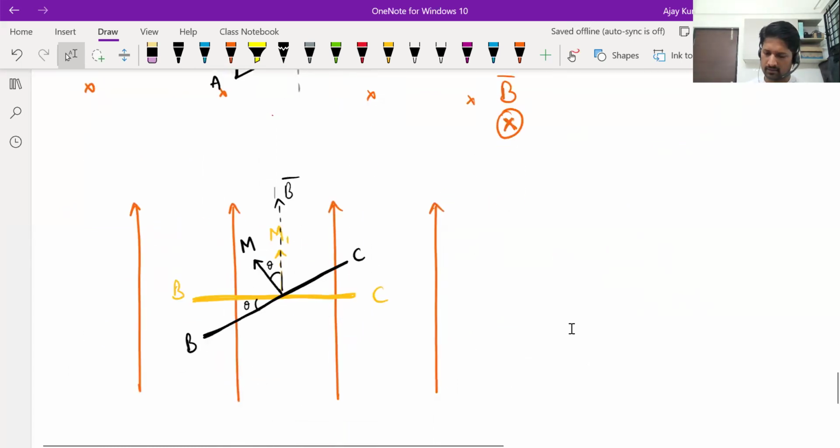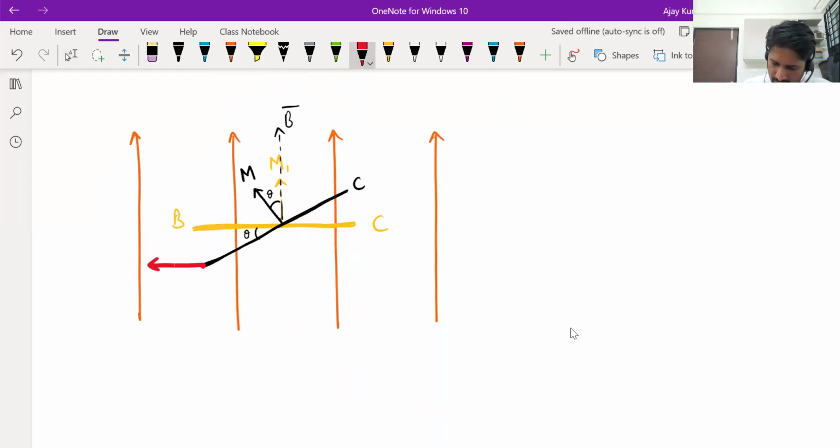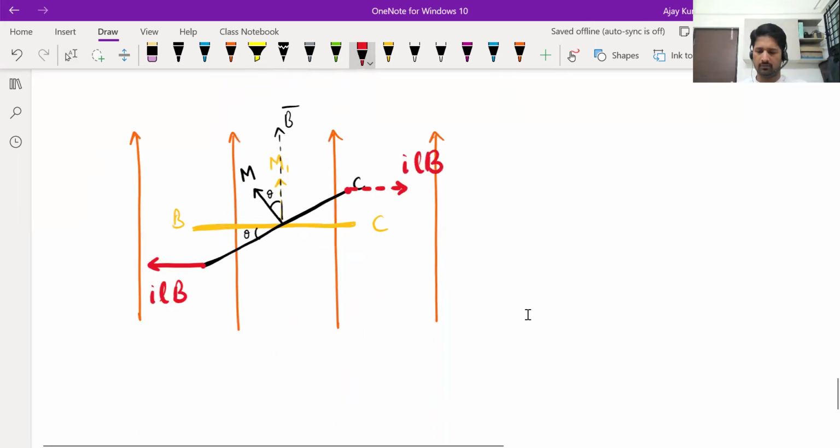Okay. On AB, there is a force ILB acting. So when you see from above, the force ILB will look like this. And on CD, the same force ILB, which is acting behind the screen, will be like this. They will not be along the same line anymore. Now BC total length was X, so this part becomes X by 2. The line of action of force is like this. The distance is X by 2.